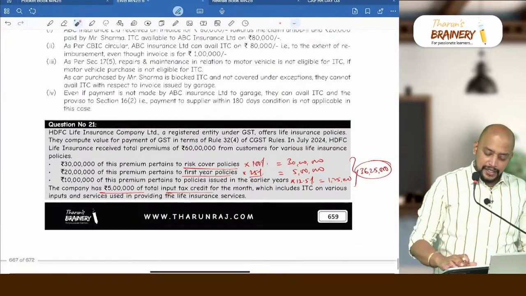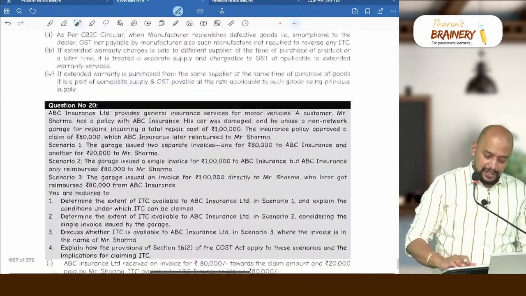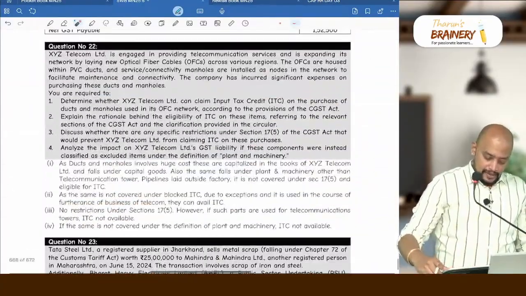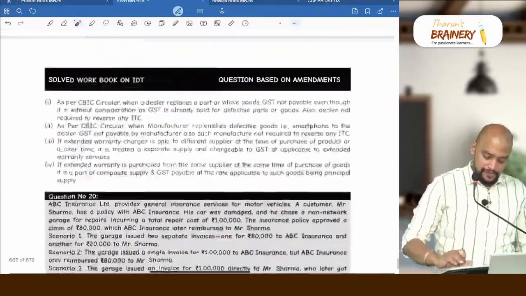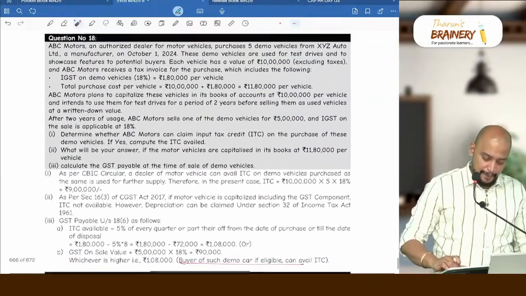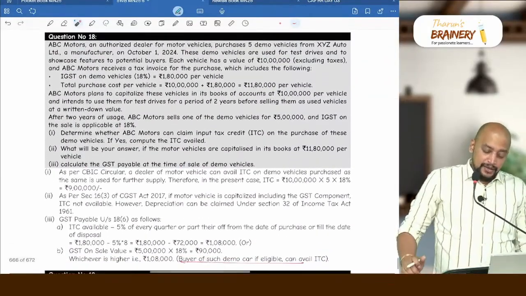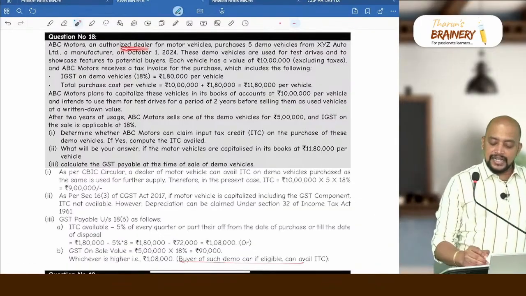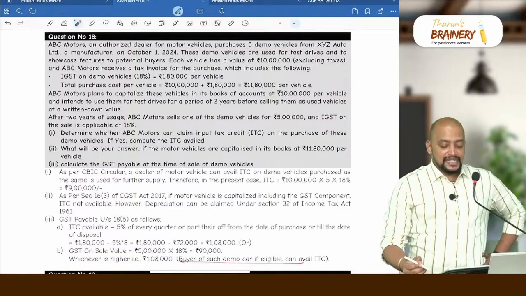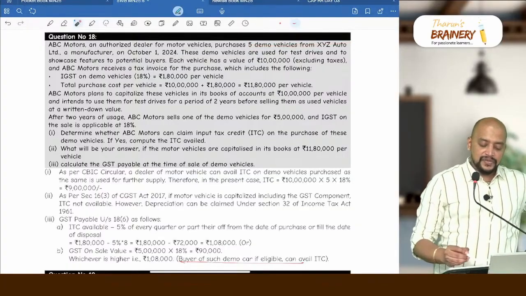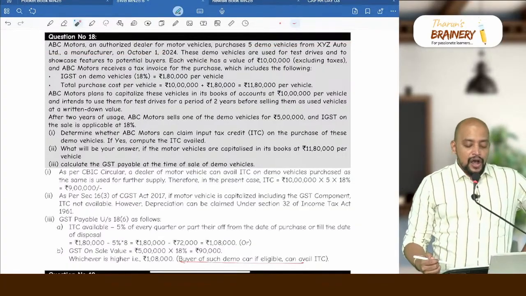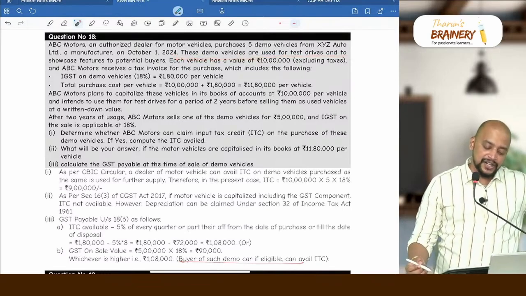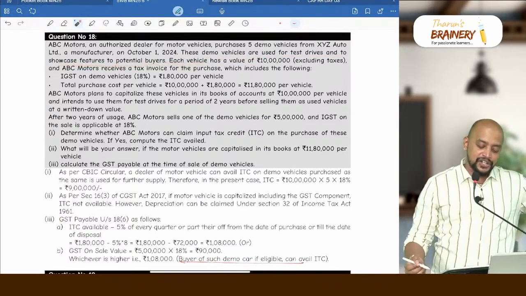Now related to that, I have given one question. You can see it, question number 18. ABC Motors, an authorized dealer for motor vehicles, purchases 5 demo vehicles from XYZ Auto Limited, a manufacturer, on October 1, 2024. These demo vehicles are used for test drives and to showcase features to potential buyers.